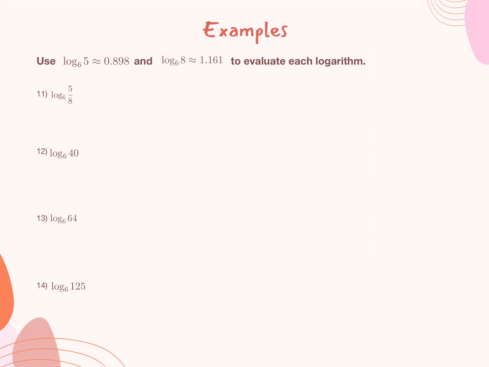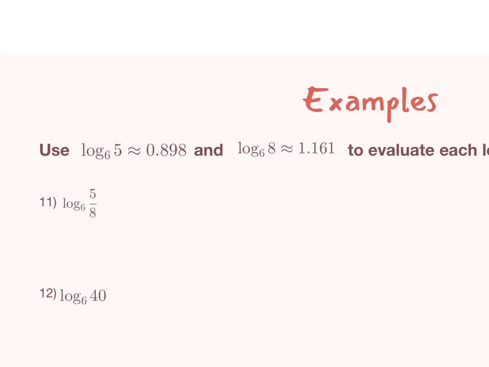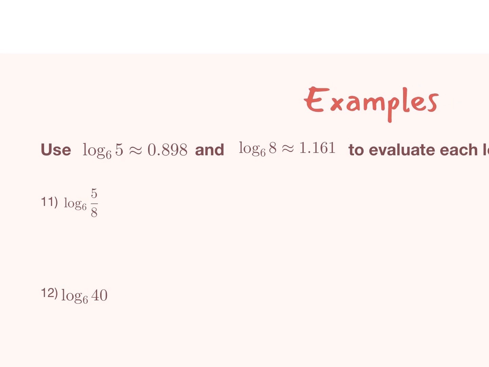In this very last page, it looks a little bit different. You're going to use these decimal approximations to evaluate each of these logarithms, and you're going to use the properties that we just learned to do so, all right? So it looks harder than it is. Let's look at this first one, right? Number 11, I have log base 6 of 5 divided by 8, all right?